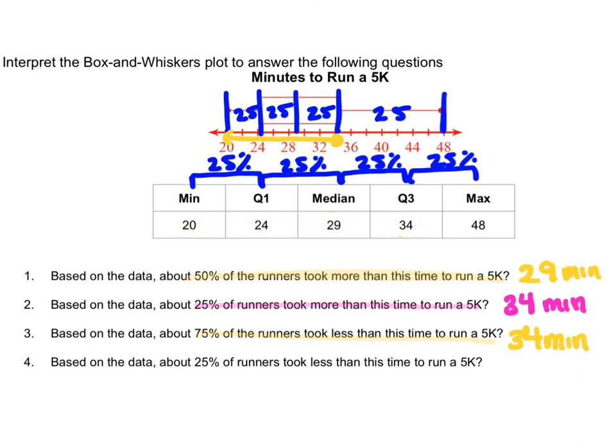And for our last example, it says, based on the data, about 25% of runners took less than this time to run a 5K. So we want to work from the left, since it's less than, and cover one of these percentiles. So if I start from the left and I want to cover one of them, I want to start at 24. Same thing, starting at the left, going over one, I want to start at 24. So my time would be 24 minutes.